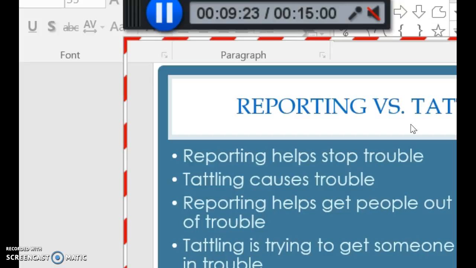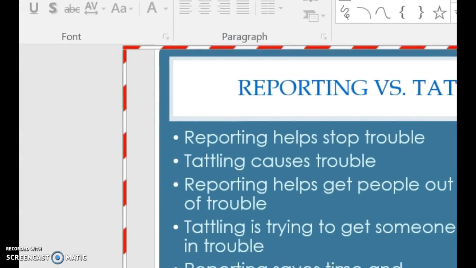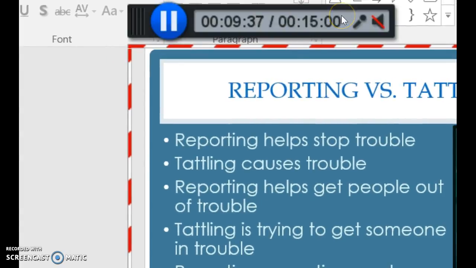Reporting versus tattling. This is a big one. The kids don't want to be known as a snitch. At the high school level anyway, that's what they call it, being a snitch. And we have definitely heard that for sure. Like, I don't want to be known as a snitch. So that's something that they struggle with.